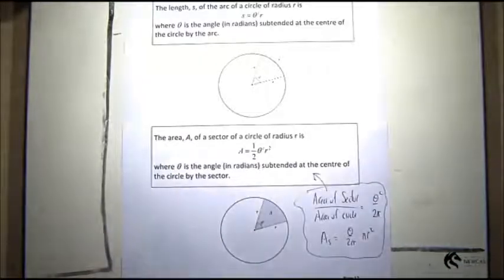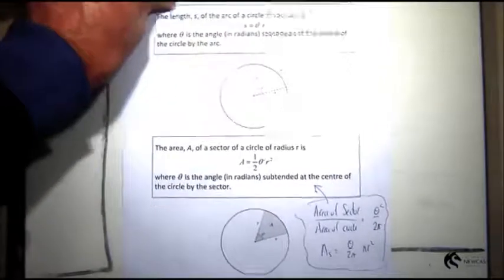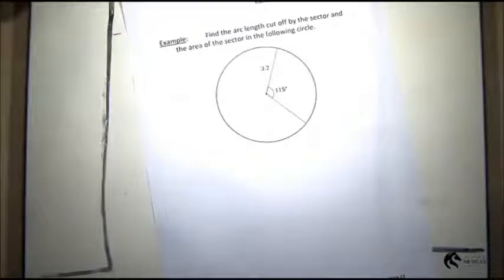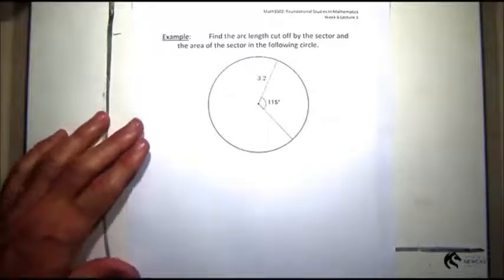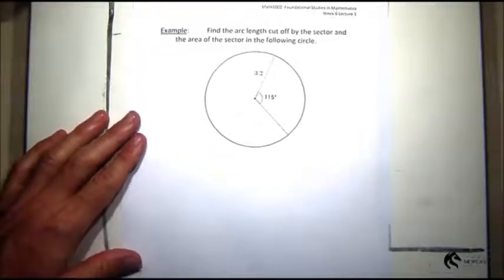So they're just a couple of formulas, and they're easy to use. I think you just substitute straight in, so we'll do that. That formula, as I said, is just saying that the ratio of that area to the area of the whole circle is the same as the ratio of the angle to the full turn, to the full 2 pi radians. So it says find the arc length of the sector and the area of the sector in the following circle.